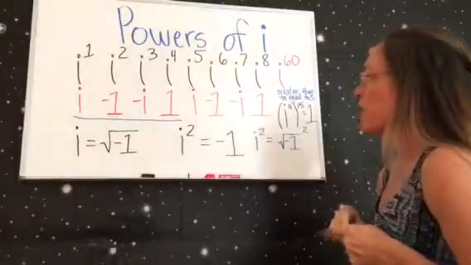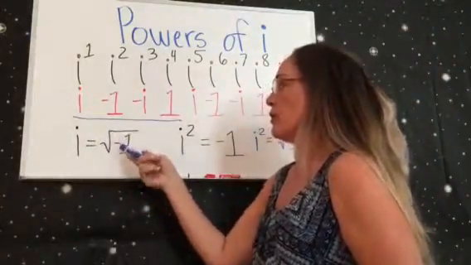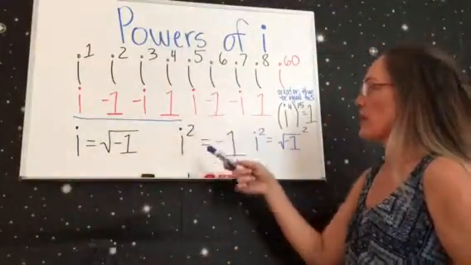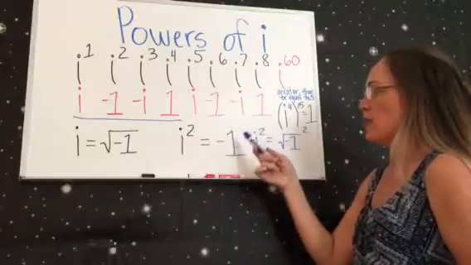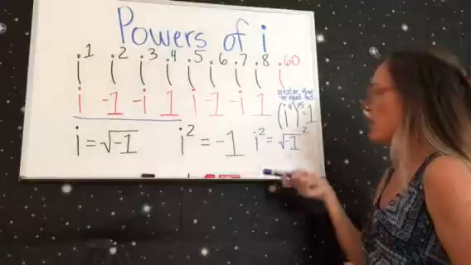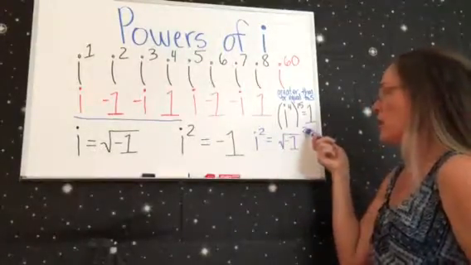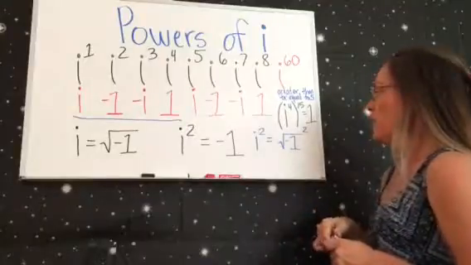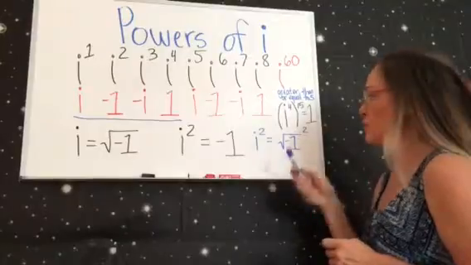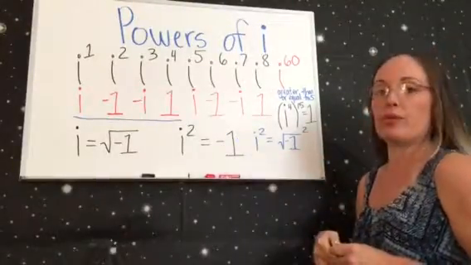And then something else you're going to have to remember is i is equal to the square root of -1, and then i squared is equal to -1. And I wanted to show you why i squared is equal to -1. Well, i squared is the same as saying the square root of -1 2 times. And when you have a number and you multiply it in the square root 2 times, you just get that number without the square root.